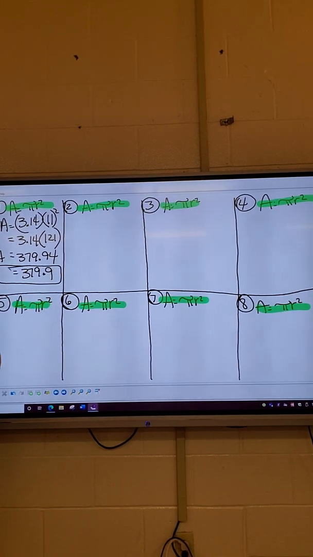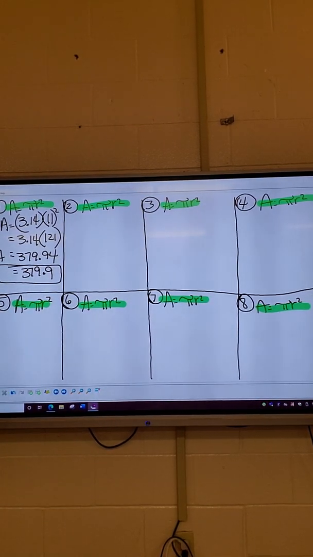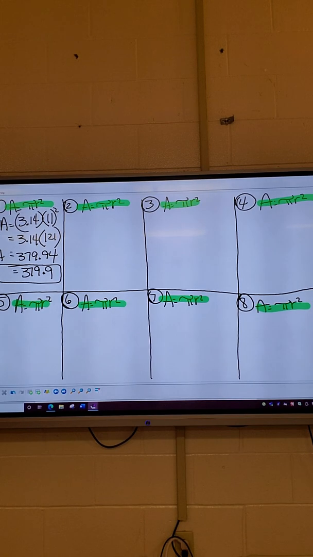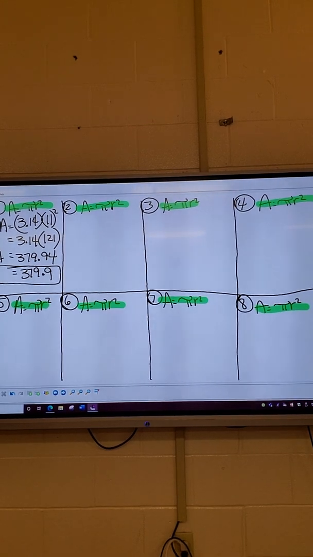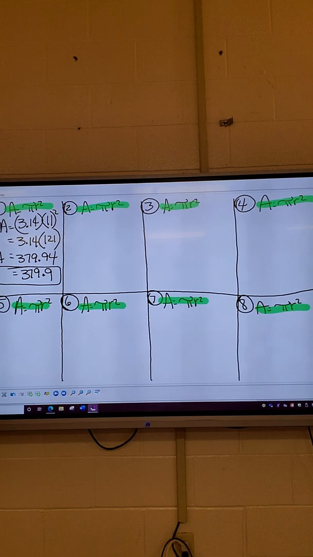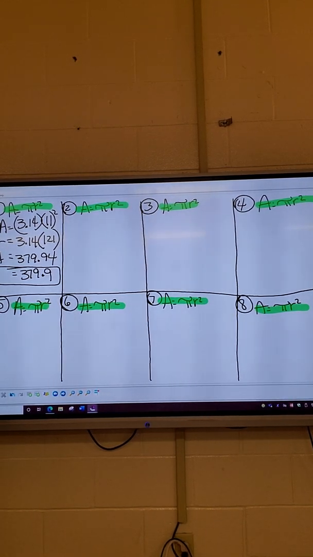We're going to use 3.14. Everybody's going to use 3.14 for pi. So when we do the thing, do we have to put the 379.94? No. You can go straight from here to here.